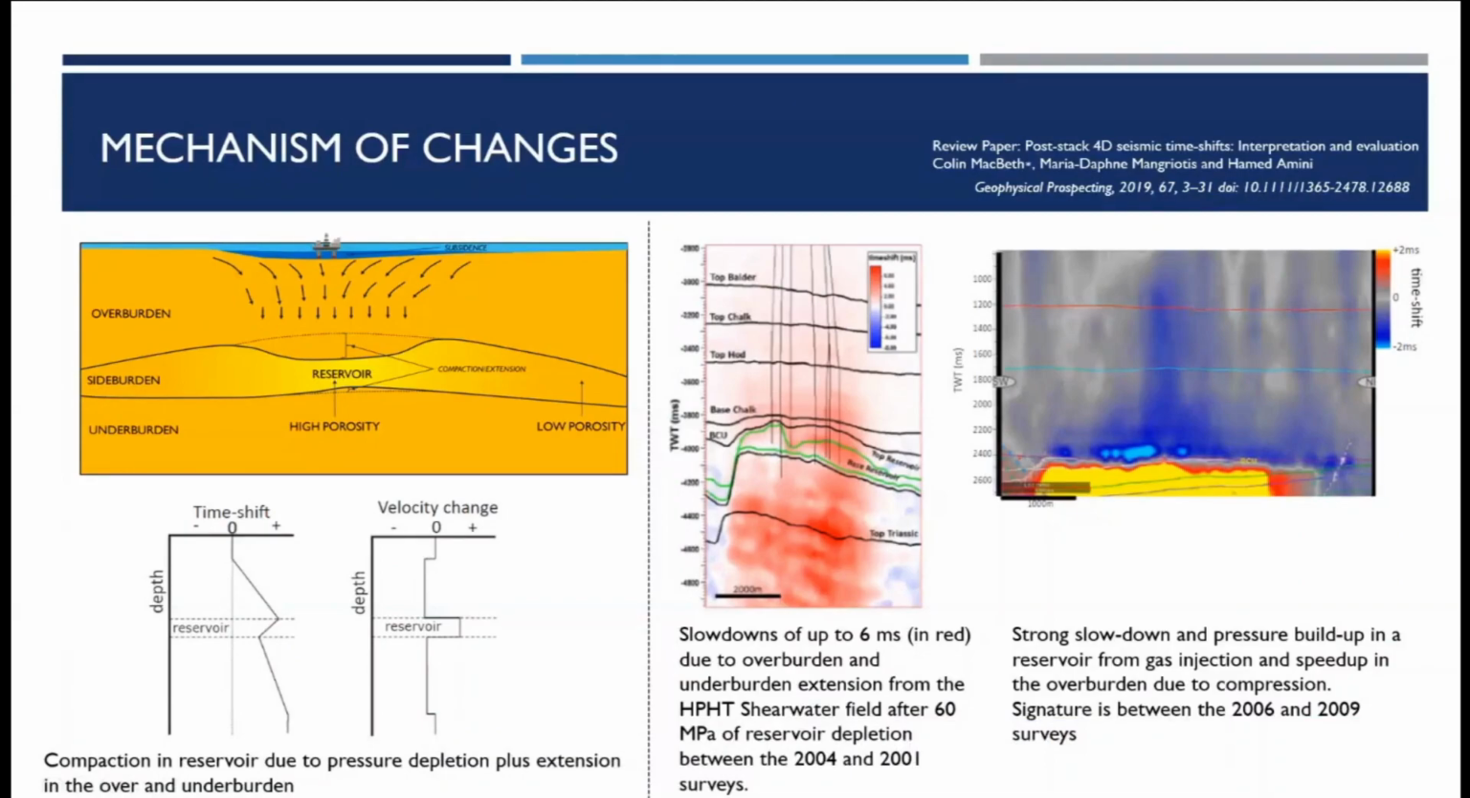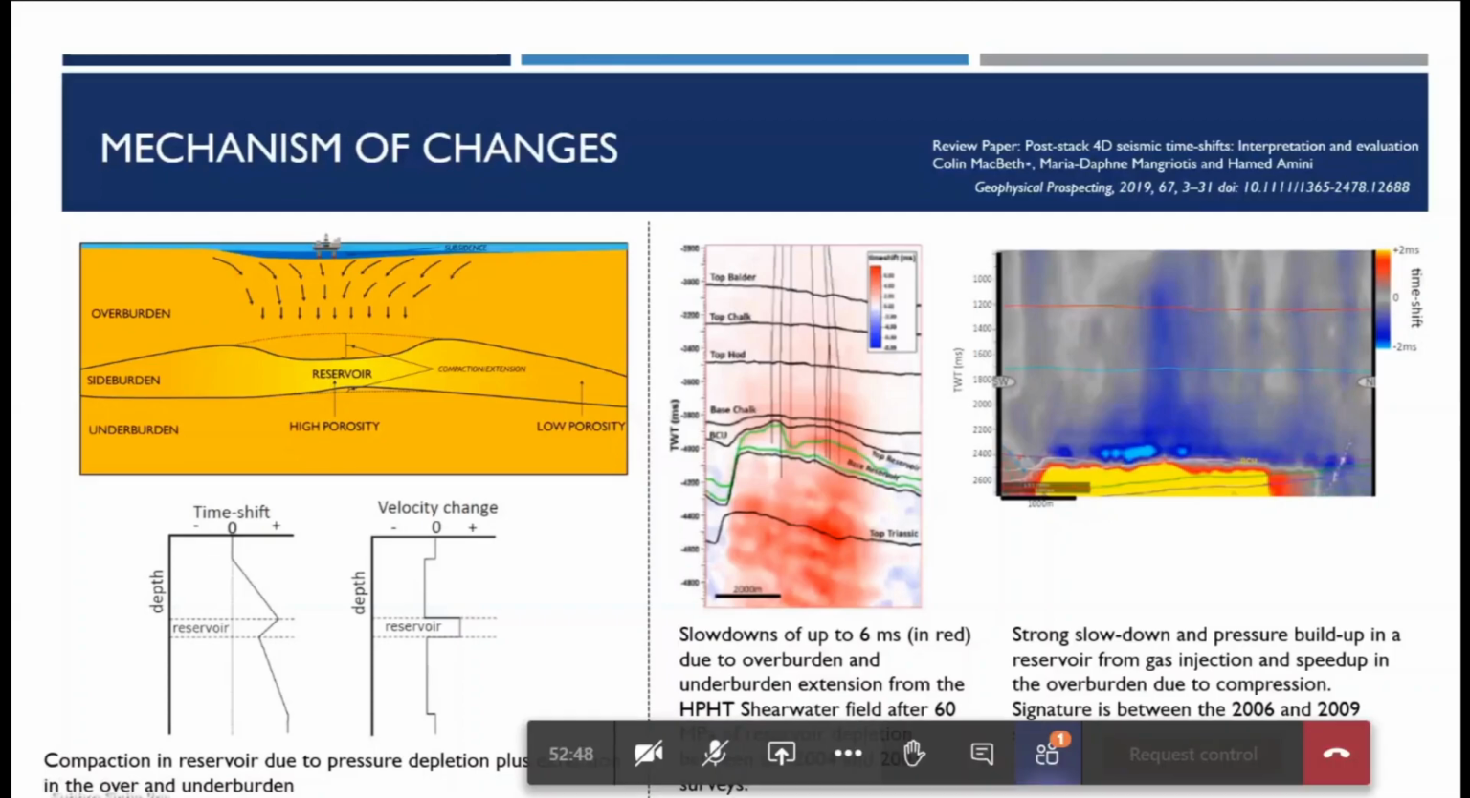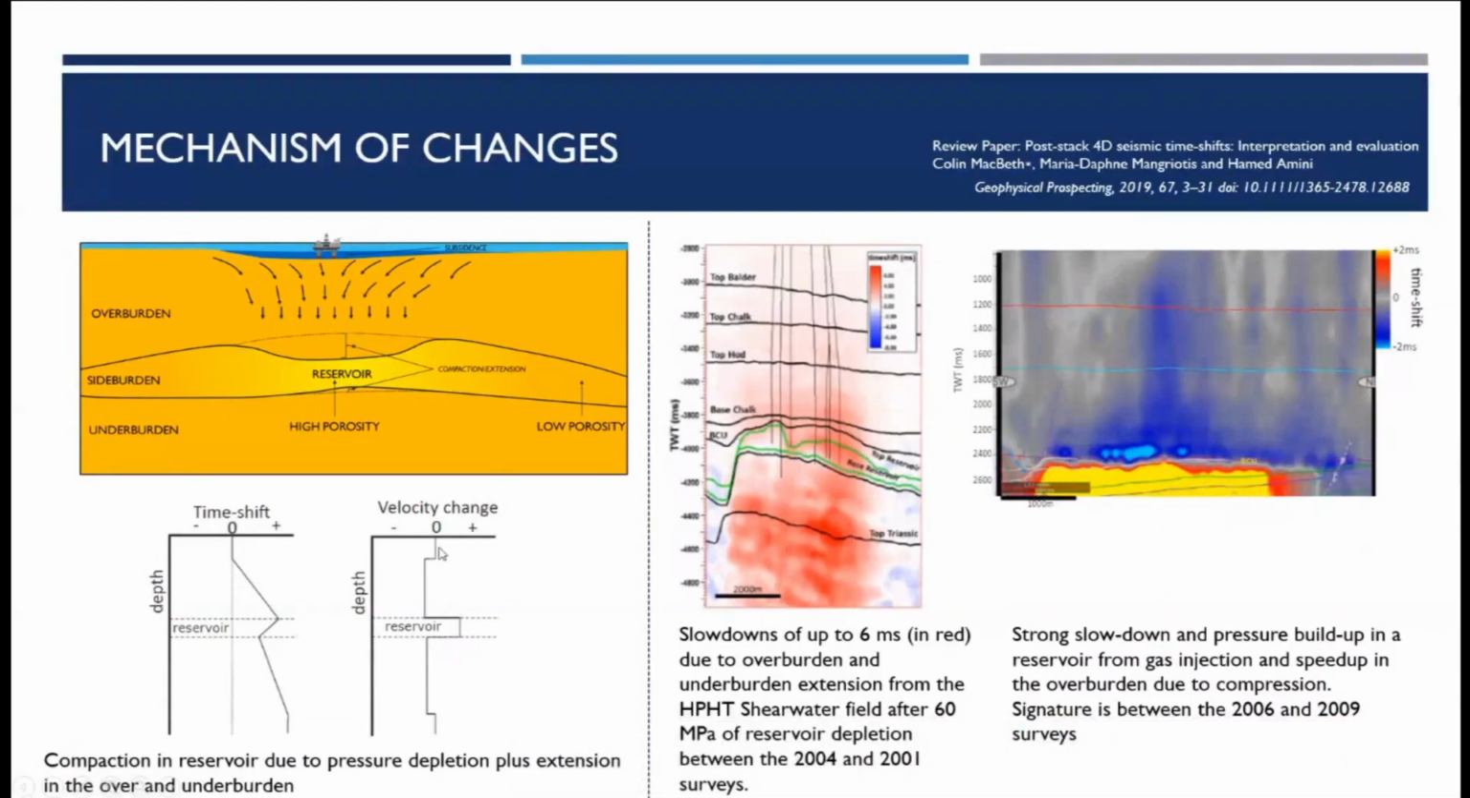Ekofisk, I cannot remember the values, but it's essentially a chalk reservoir. So it has compacted quite a lot, and there is a huge amount of subsidence. The entire platform has sunk for quite a few meters. So in this particular case, the time shift is increasing with depth in the overburden because there's a depletion within the reservoir. And then in the underburden, once again, it goes up. And that is because of the velocity changes.